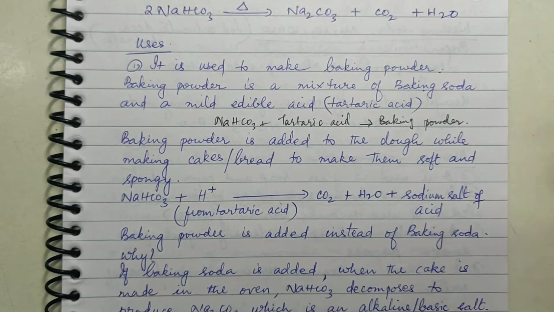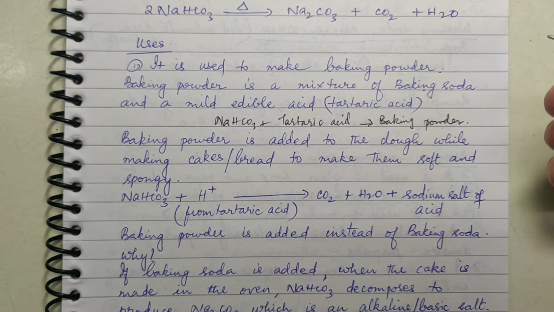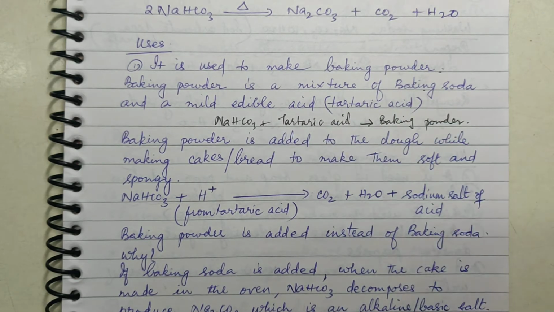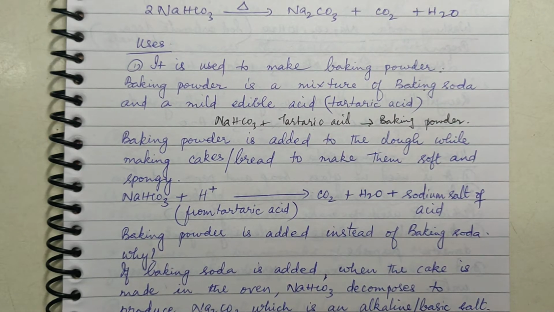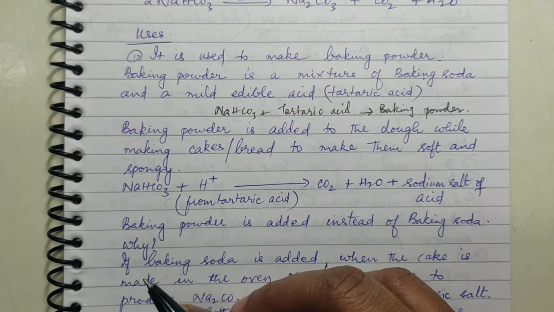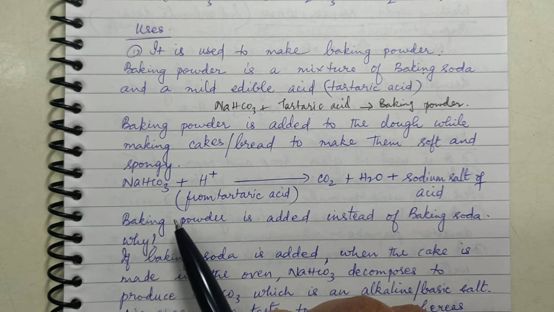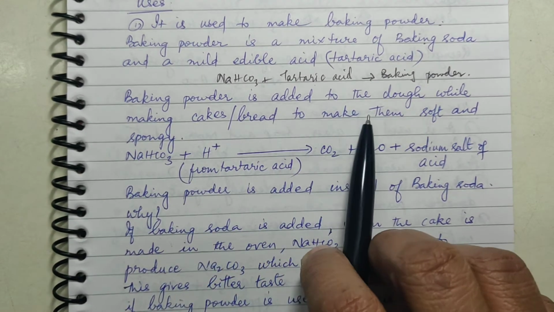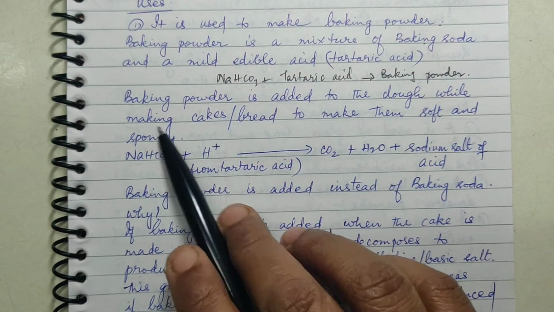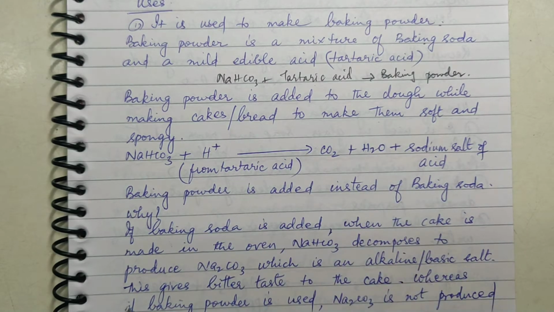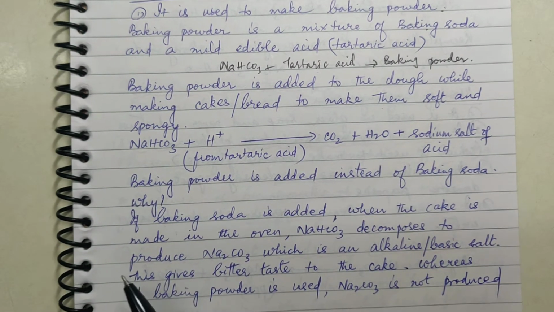Now in the kitchen generally baking powder is used whenever you prepare cakes or any other baking things. When you prepare, you are using this baking powder, not baking soda. Now why baking powder is more advantageous, or why it should be used instead of baking soda? Baking powder is added to the dough while making cakes or bread or anything to make them soft and spongy. Now how it helps, you see.